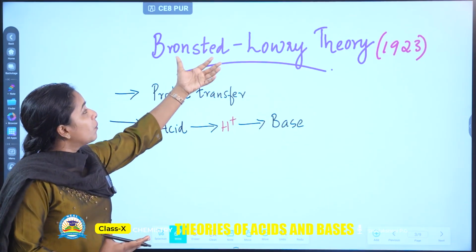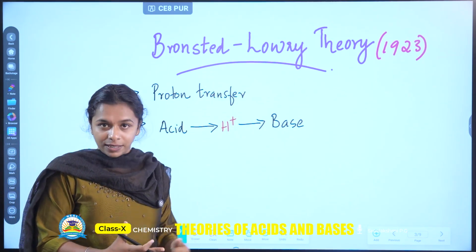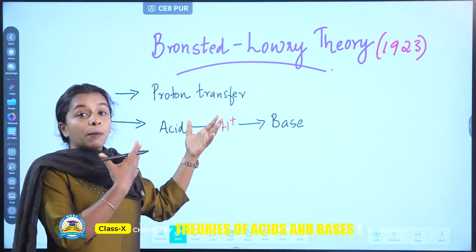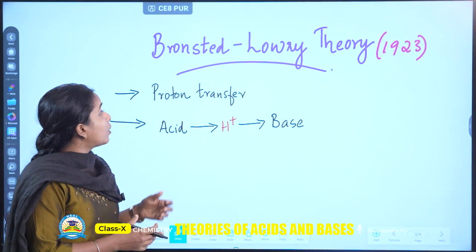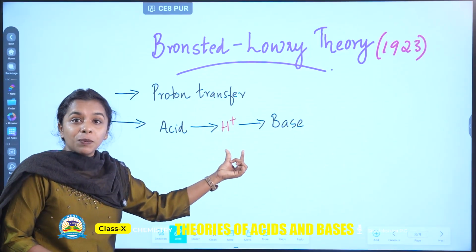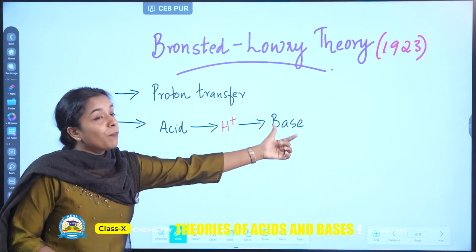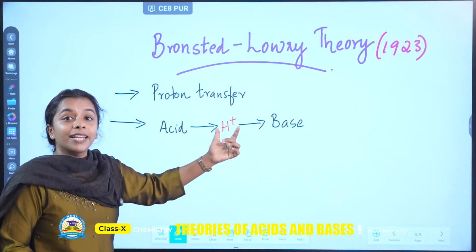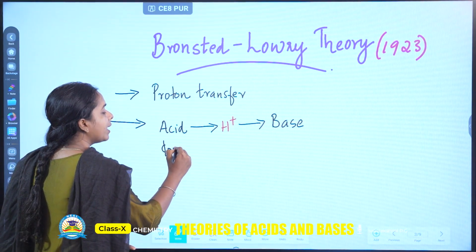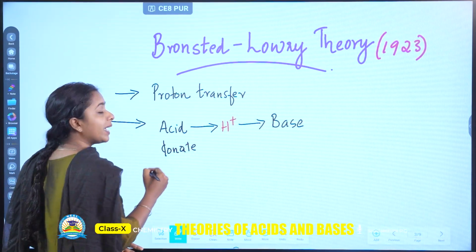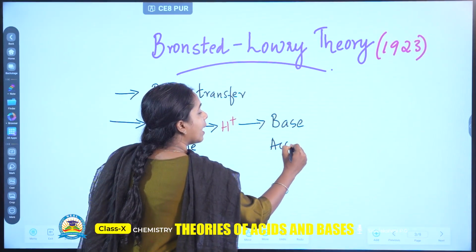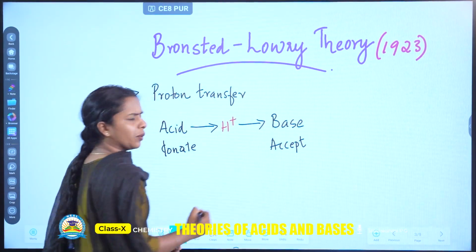That is what Bronsted-Lowry theory is. According to Bronsted and Lowry, who independently proposed this theory, an acid will produce H plus ions and base will accept H plus ions. Acid will donate H plus ions and base will accept H plus ions.